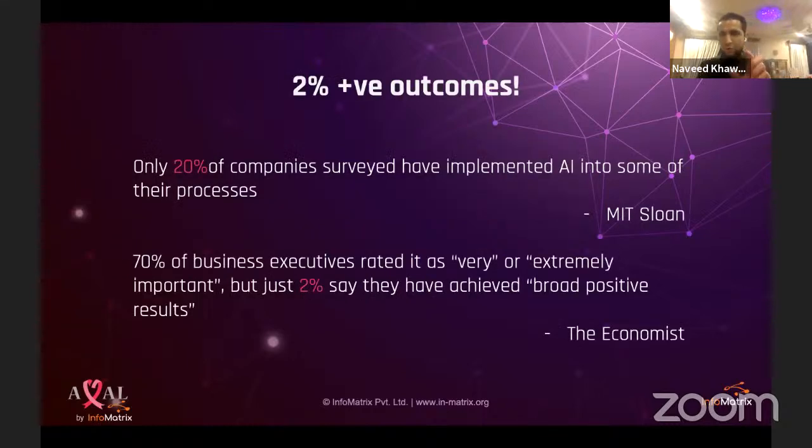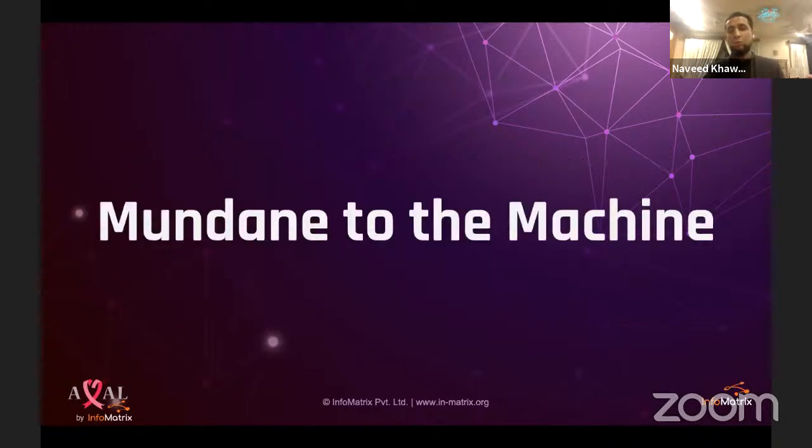I'll skip this for now, but the important point is this: the statement below from The Economist. Many of the executives realize that yes, 70% of them say, oh yeah, it's extremely important for their business to use AI and those automations. But they also say only 2% of them have achieved the broad positive impacts. That means the way they are utilizing AI is not really benefiting them. So there is some gap, something that is missing even in the application of AI. One of the biggest gaps is they're just focusing on giving mundane to the machine. That is only one side of the picture from my perspective. There is another one. I'll touch upon that shortly.